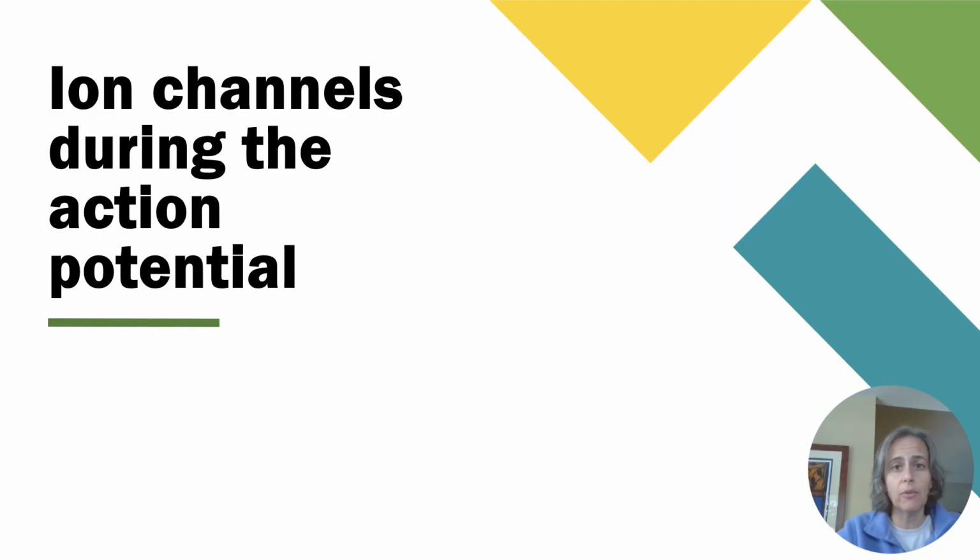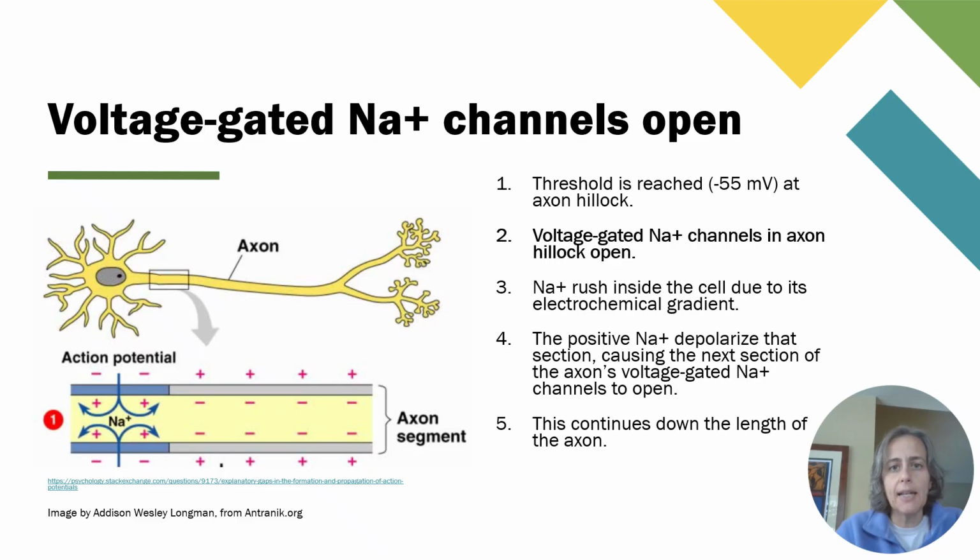All right, so what's going on with the ions? Because it's all about the ions. The first thing that happens when we reach threshold, that -55, is that -55 millivolts is enough of a specific change in the voltage that voltage-gated sodium channels open. Remember we talked about how some ion channels are voltage gated. When you get to a certain voltage, they're going to open, and at a certain other voltage, they're going to close. So at -55, these sodium gates open.